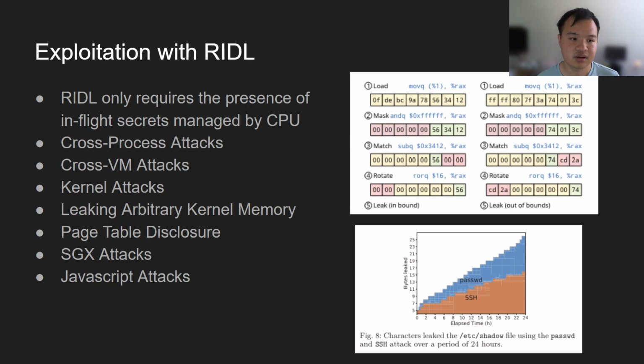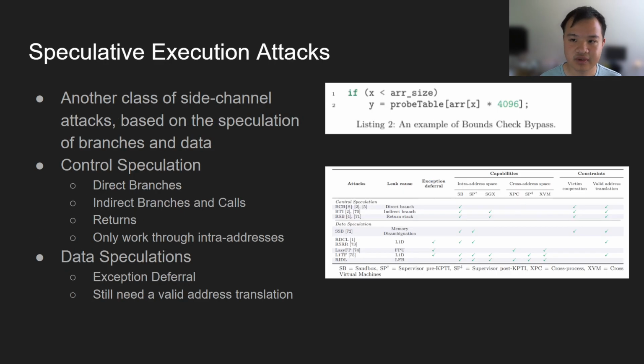There are a variety of other attacks other than cross-process and cross-VM, which are the examples here. There are kernel attacks, where you can leak arbitrary kernel memory. You can also do page table disclosures, SGX attacks, and also JavaScript attacks.